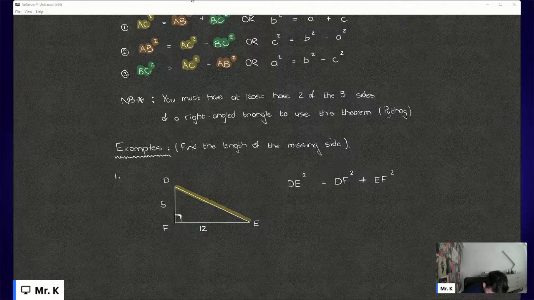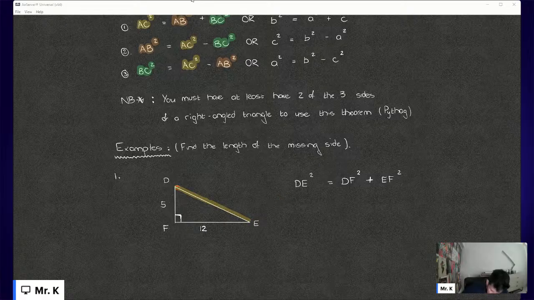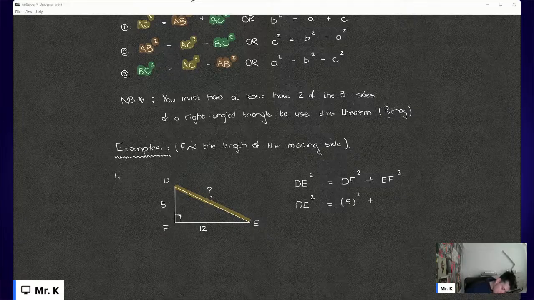So here's what we have to work with. Side DE squared is still unknown to us, right? We don't know what the length of this side is, so we'll leave it as is. Now, DF is 5 units long, so we'll square it. And EF is 12 units long, and we'll square it.